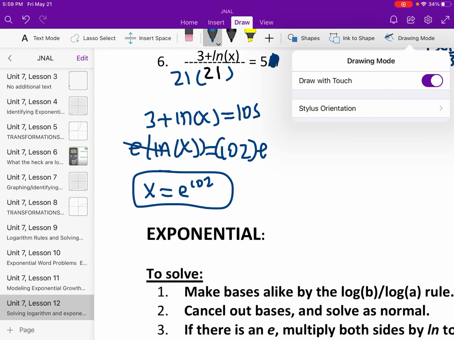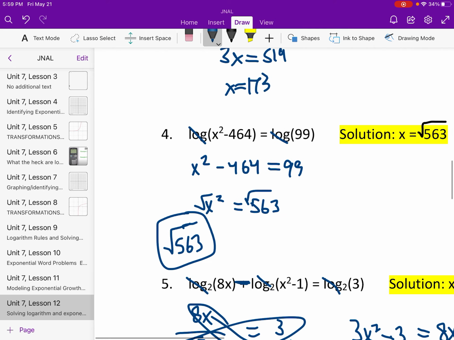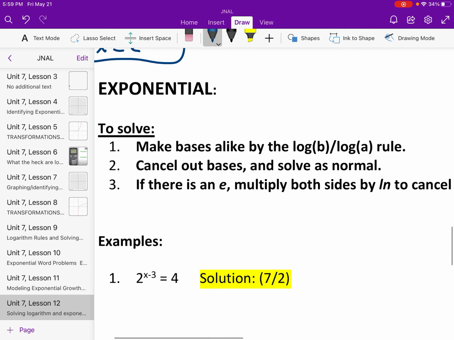So that is our logarithm problem. So sorry for errors on 3, 5, and 6. I should have been more careful when I made that. Hopefully it makes sense, though.